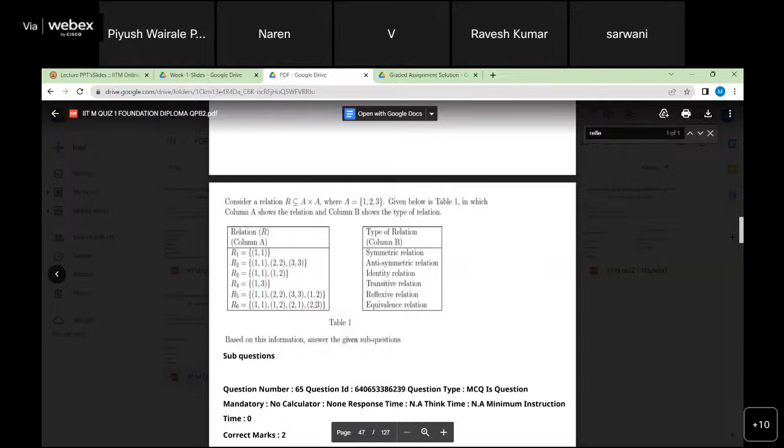In R6, 1 comma 3 is there? That's what I'm saying. If 1 comma 3 is there, then we can say it is transitive. Because if you say 1, 2 and 2 to 3, then 1 to 3 should be there, right? It is not there. That's why. No problem. Okay, so this one is clear, sir.